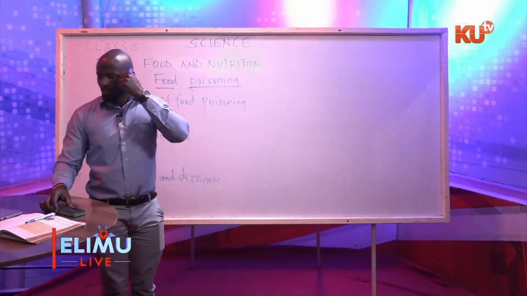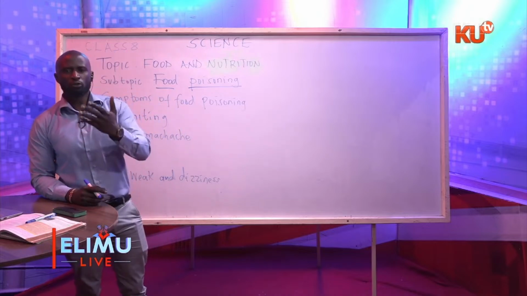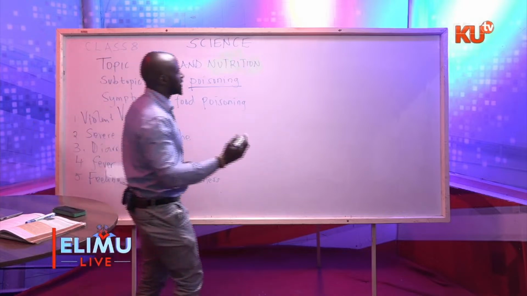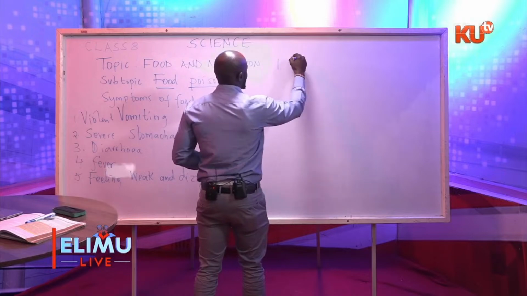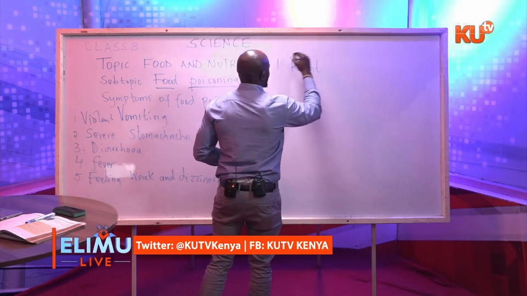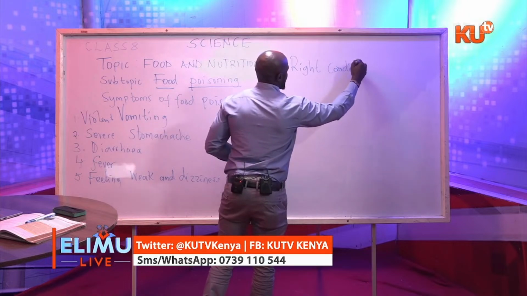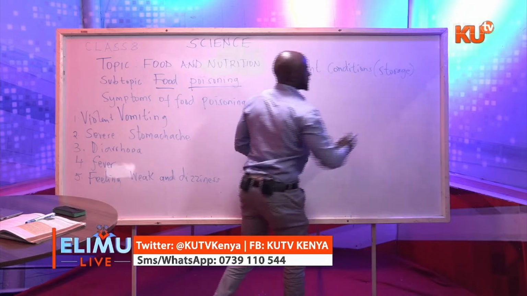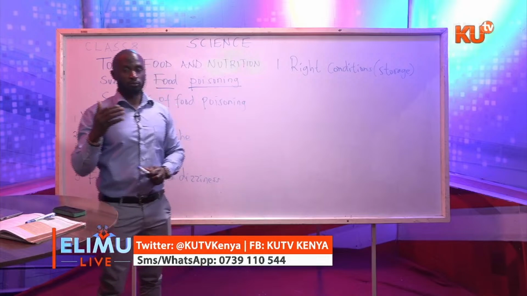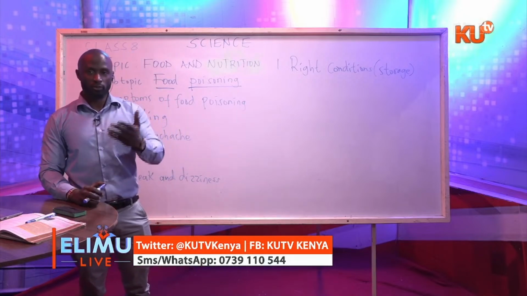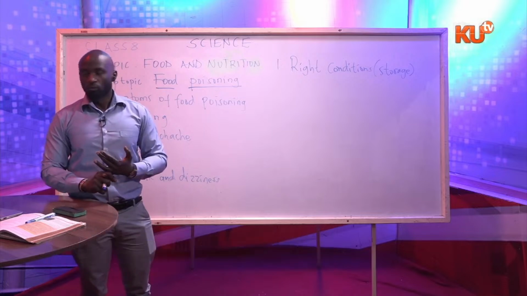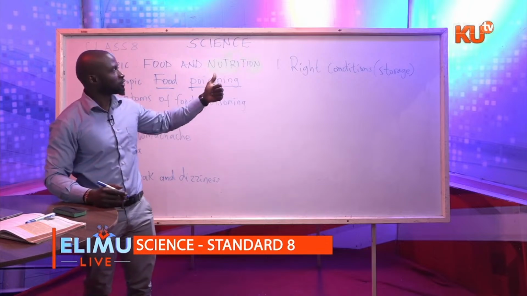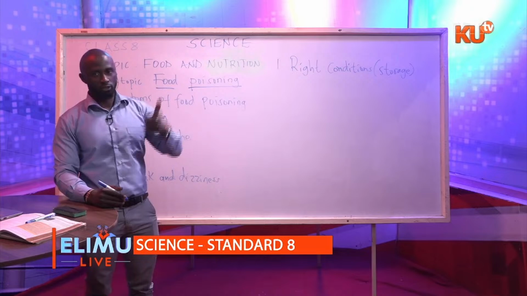And number one, we should store food properly under right conditions. Storing of food properly under right conditions. So I pick the word right conditions as far as food storage is concerned. Remember up there we talked of favorable, conducive environment or conditions where bacteria can grow, that is warmth, dirt, moisture, darkness. So if we avoid that, then we will have stored the food under right conditions.